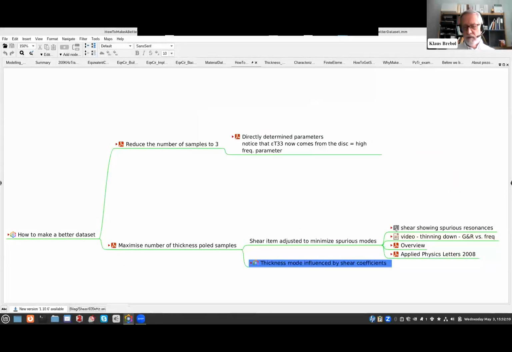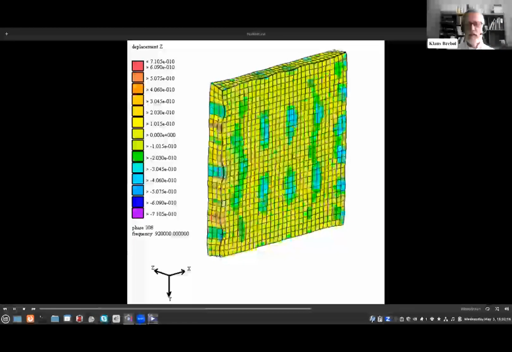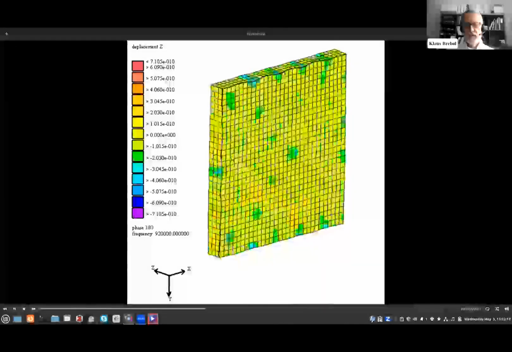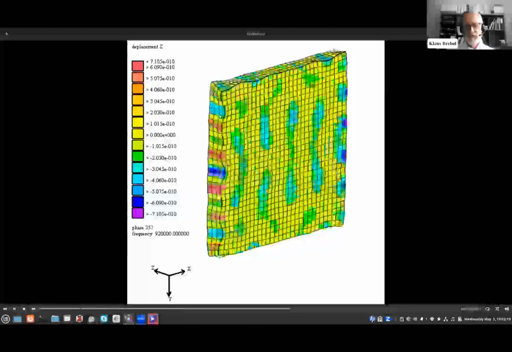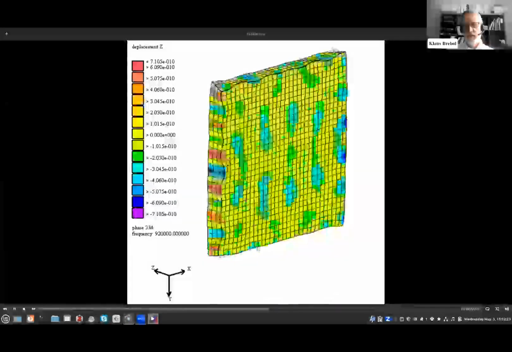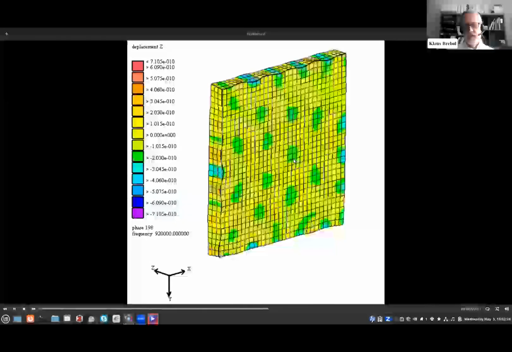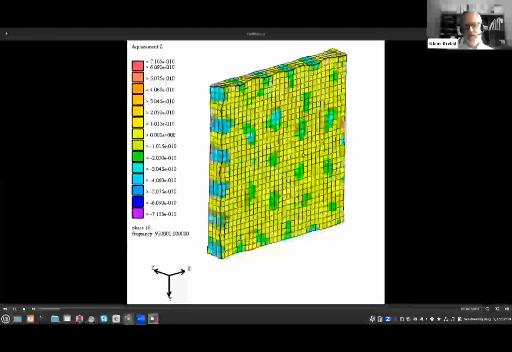In real life, this looks, well, first let me show you the shear mode of our item here. We have a thickness poled shear resonator, that means thickness poled, electrodes here and electrodes on the side you cannot see over here. And the item is moving like this, shear and shear.